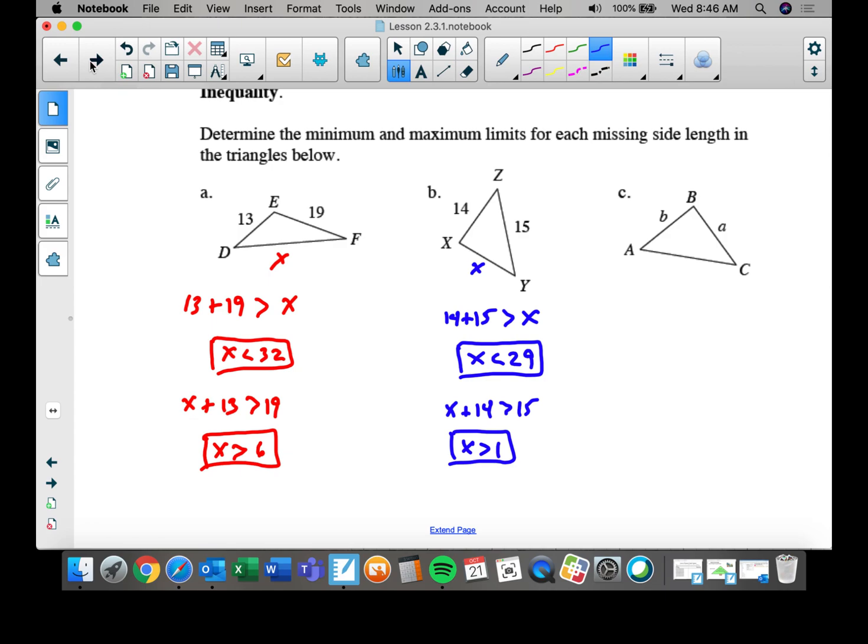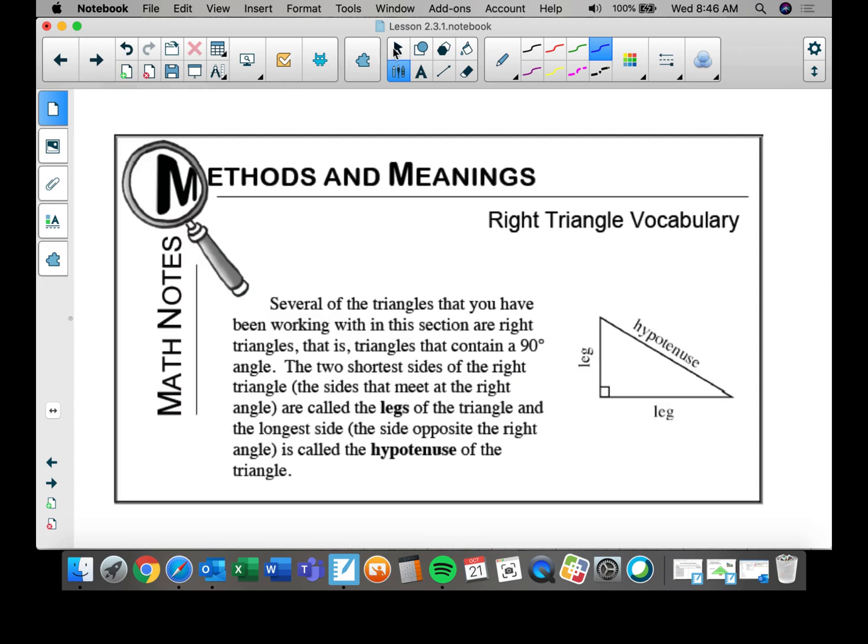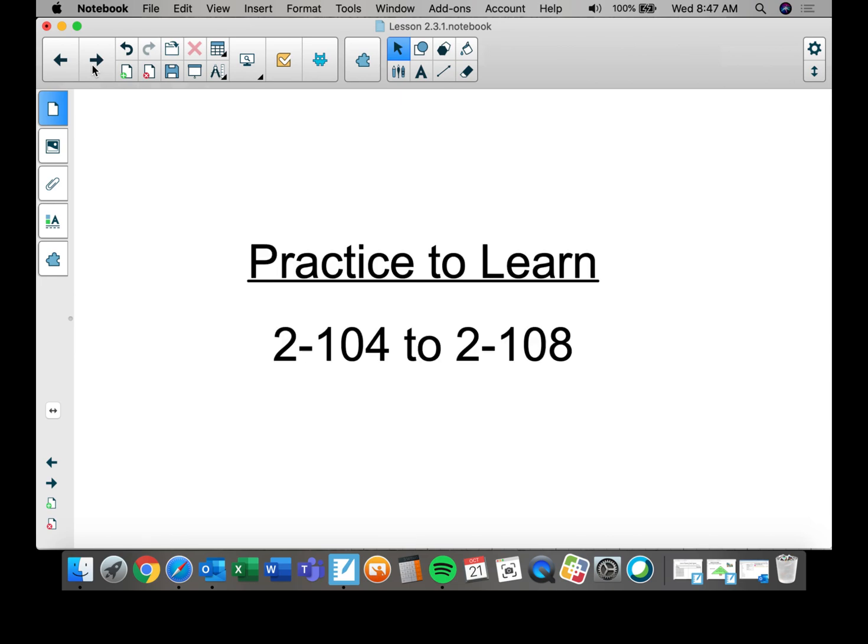Okay? If we finish this out then, here's a math notes box just talking about the hypotenuse and the legs of a right triangle. This is setting up the idea of the Pythagorean theorem, so you can take a look at that. And then for today, there's your practice to learn, problems 2-104 to 2-108 in the practice to learn.